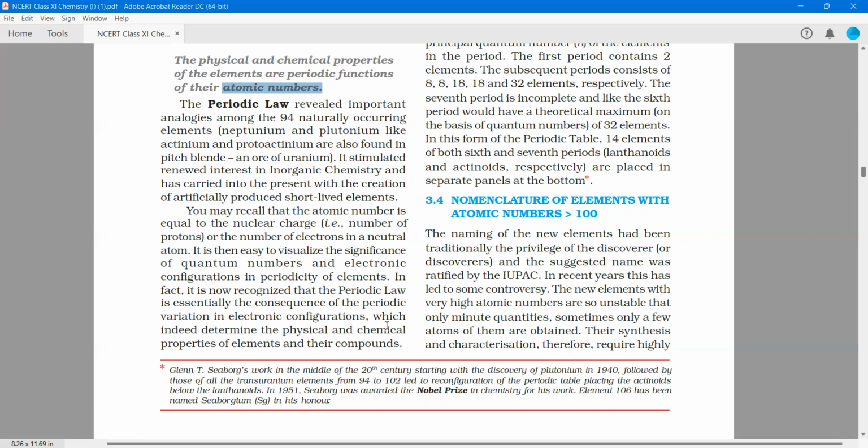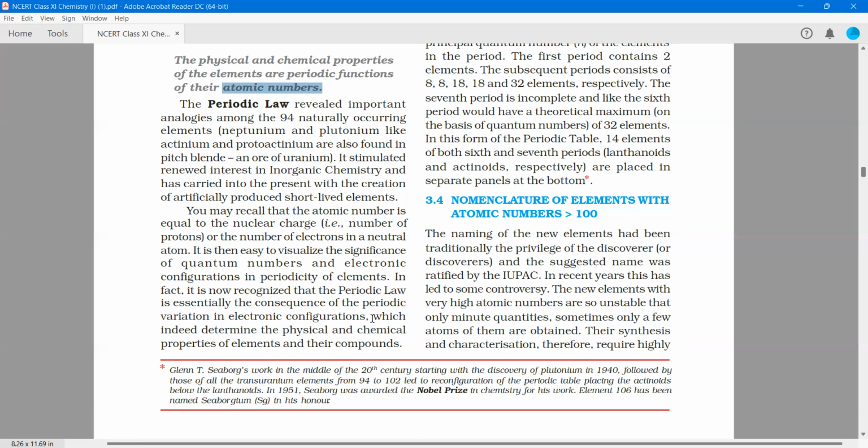So basically it is based on the electronic configurations, right? Which indeed determine the physical and the chemical properties of elements and their compounds. We all know that in an element there are electrons, there are protons, there are neutrons. So these are the subatomic particles any element has, right?